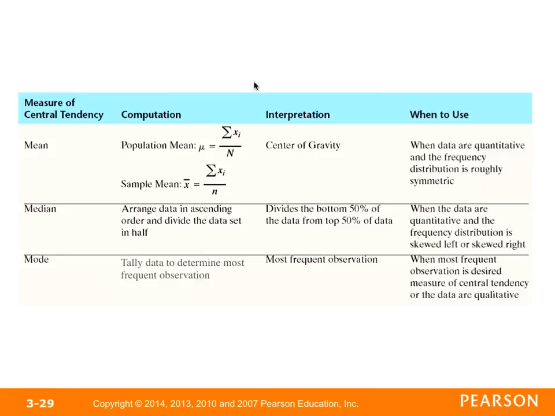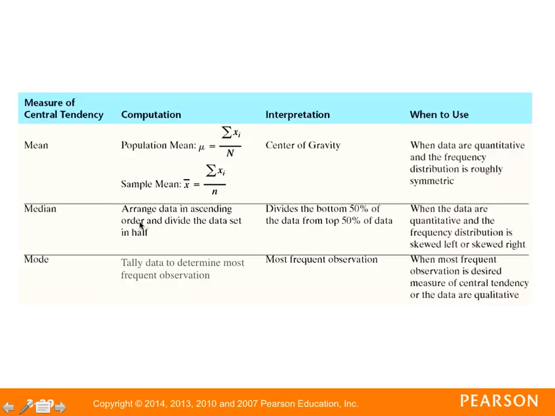So here is a summary of the measures of central tendency, how you compute them, how you interpret them, and when to use them. Let's just go through this. The mean we find by taking the sum of all of our observations and dividing by the number of numbers. So we take all of our numbers, add them up, divide by the number of numbers, and that works for either the population or the sample. It's interpreted as the center of gravity. And we use it when our data is quantitative and the frequency distribution is roughly symmetric.